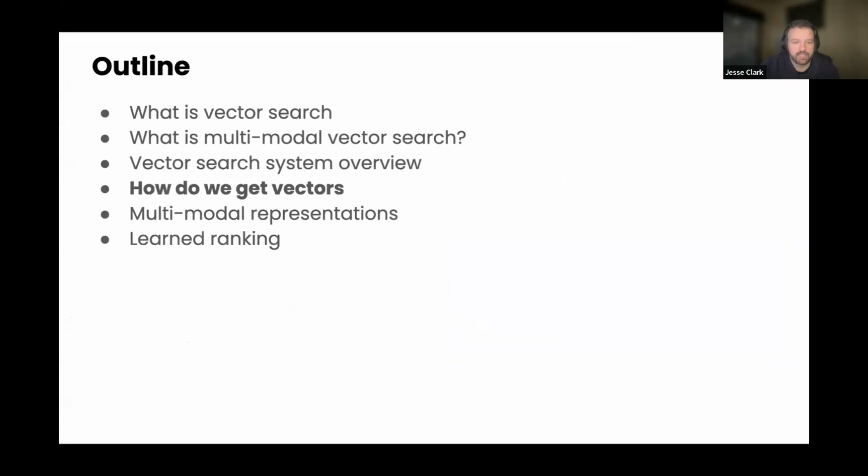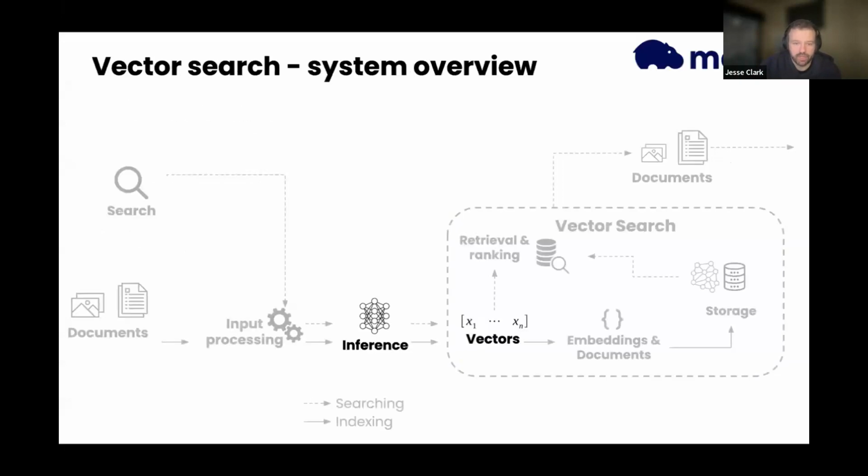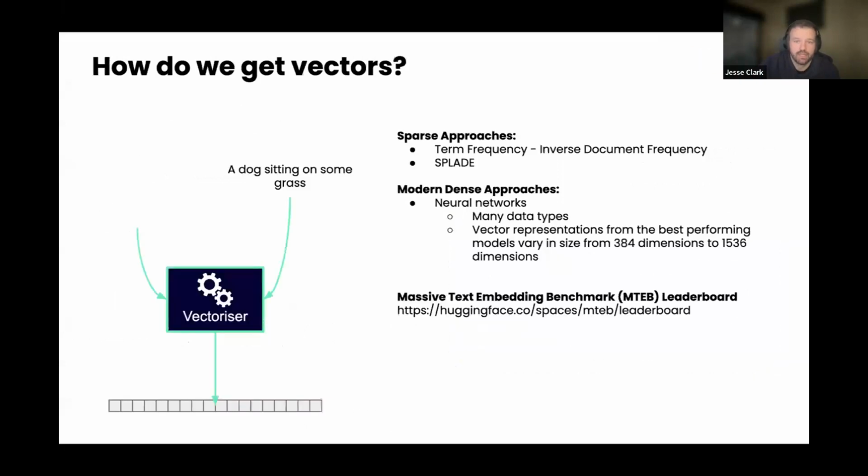Okay, so that was sort of the system overview. Now we'll talk a bit more about the actual vectors themselves. This is talking about this component of the system. We'd spoken about the retrieval and ranking and the storage component. So now we'll talk about the inference and how we actually get the vectors. And there are lots of different ways, as we'll see.